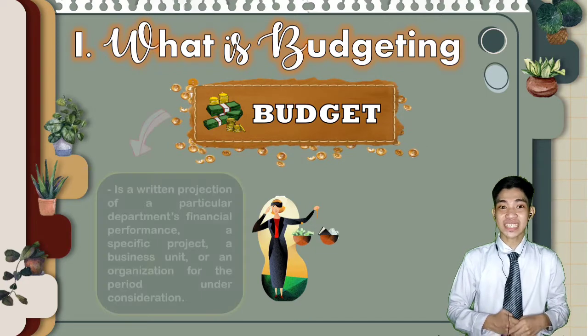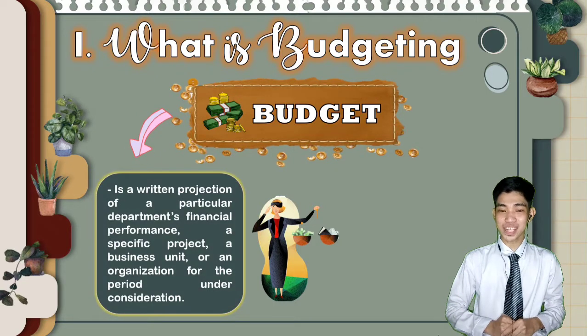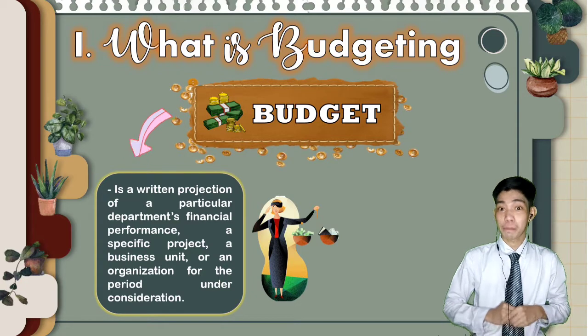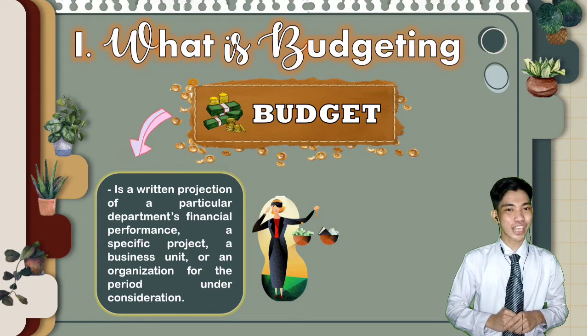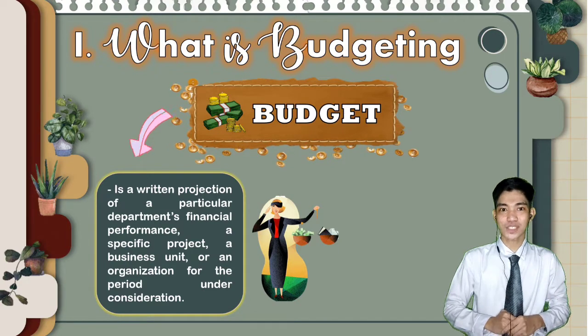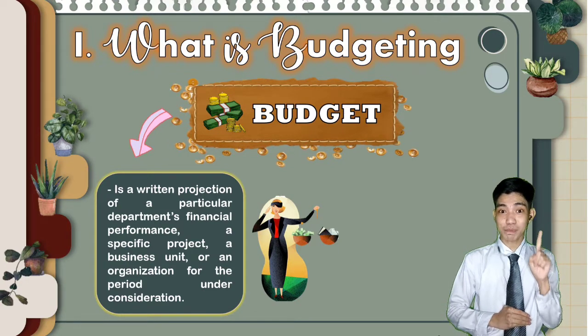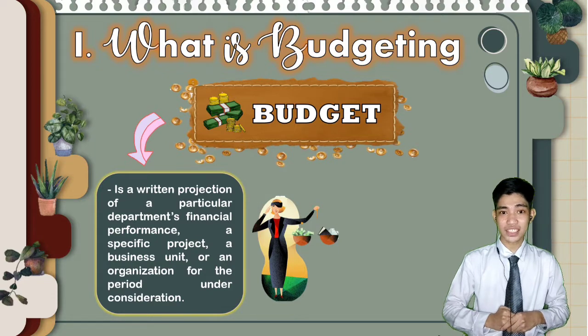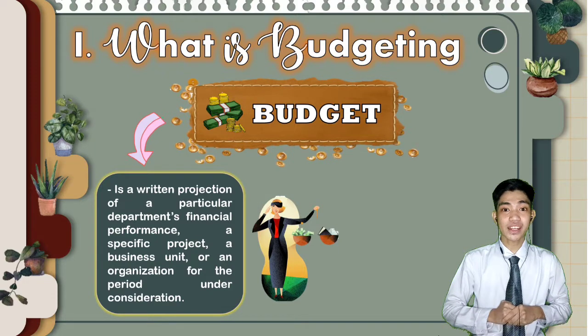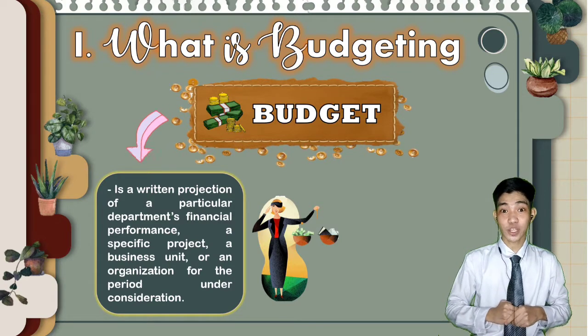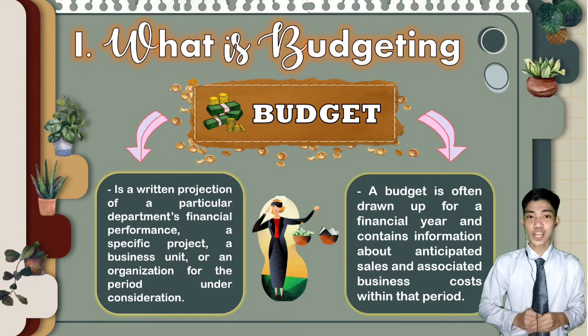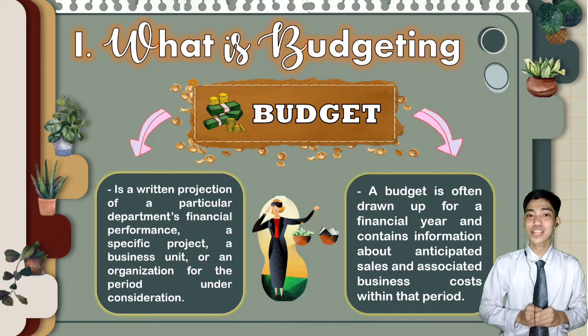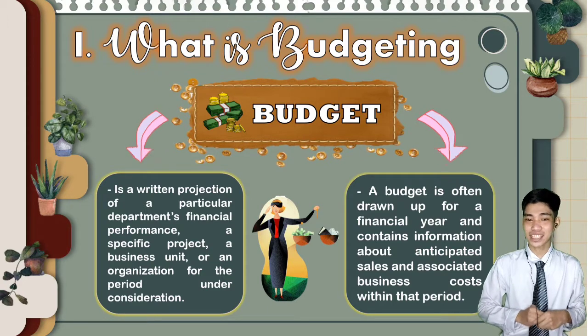So class, the budget is a written plan for a particular department's financial performance for the period under consideration. Meaning to say, ang budget ay isang forecast, projection o pagtataya ng mga ginastos o gastos ng isang establishment. Ito ay isang plano ng pagkilos na ang layunin ay upang matugunan ang isang paunang natukoy na layunin. And usually class, the budget for the business or department was primarily created for only 1 year. But ating pagkakatandaan, the period could be less or more than a year, so it varies from the different establishment rules or frameworks. Moreover, a budget is often drawn up for a financial year and contains information about anticipated sales and associated business costs within that period.